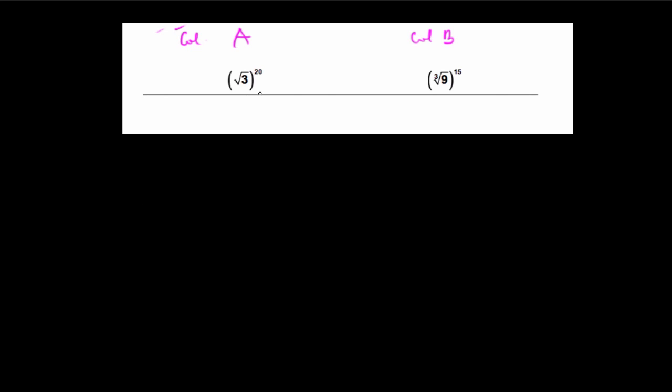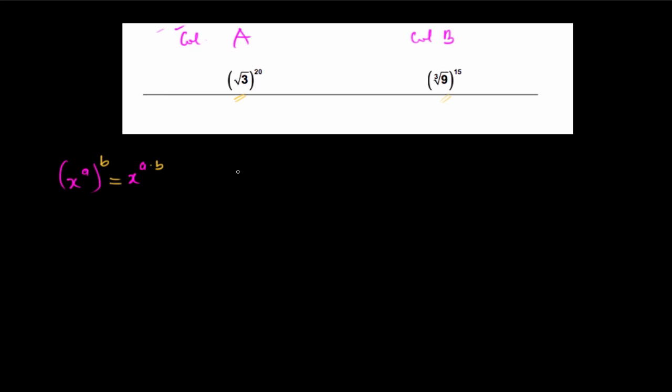All we need to do is break this down to its simplest form, and then we also break the other down to its simplest form. For the one in column A, which I'm going to start with, I'm going to use the law of exponents that says x to the power A, raised to the power B, gives you x to the power A times B. So I'm going to be using this law here.